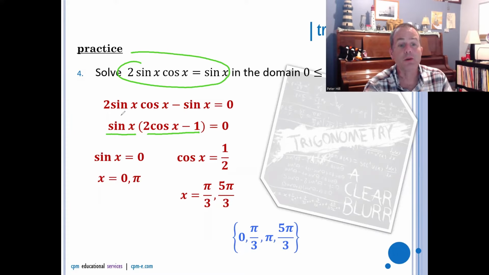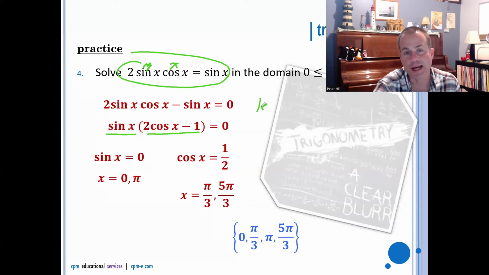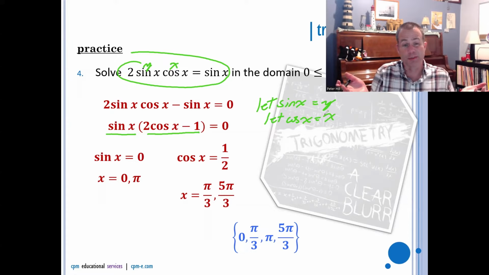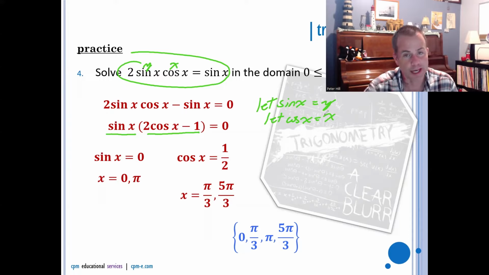Great, but we also need a strategy if we're getting stressed out. So the other thing I can do here, let's call cos of x x, and let's call sine of x y. Now, you can do that as long as you say, let sine x equal y, and let cos x equal x. If you say that, your marker has to follow what you're doing, okay? If you don't say that, then your marker is going to be like, hey, what just happened? I don't understand. So don't do that.